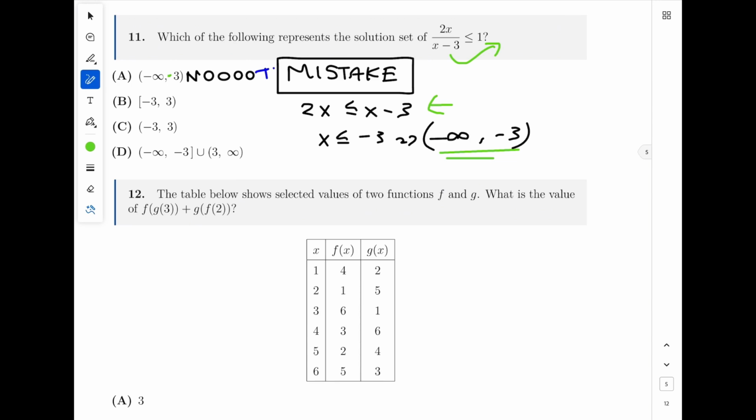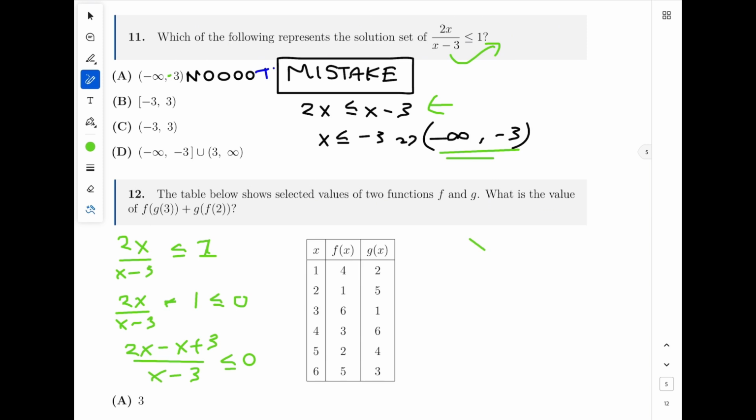So I'll show you the correct way. If we have 2x over x minus 3 is less than or equal to 1, yes, the approach of making one side less than or greater than 0 is correct, but instead of multiplying x minus 3 to the other side, we actually subtract 1 from both sides. So 2x over x minus 3 minus 1 is less than or equal to 0, which gives me 2x minus x plus 3 over x minus 3 is less than or equal to 0. This should give me x plus 3 over x minus 3 is less than or equal to 0.